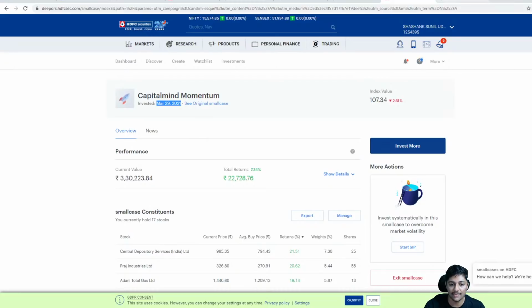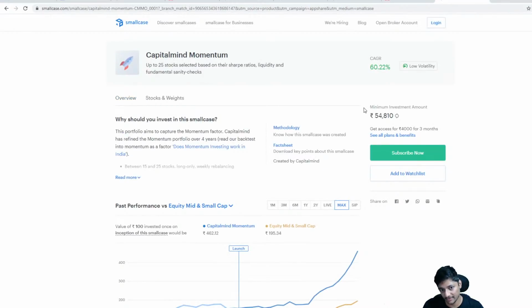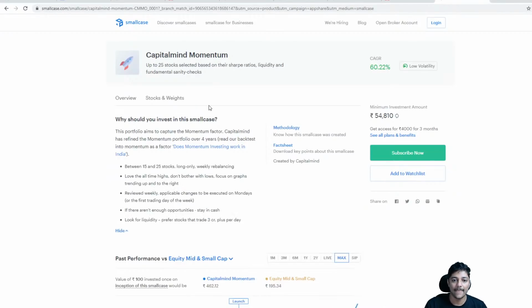Now, what does CapitalMind actually have? If you really want to ask me what it is and how it works, let me show you what CapitalMind does. There are a lot of things to consider when you're investing in a paid smallcase. Paid smallcases are not run by the team of smallcase. They are run by an individual. It is run by a manager. Let's call him a manager, right?